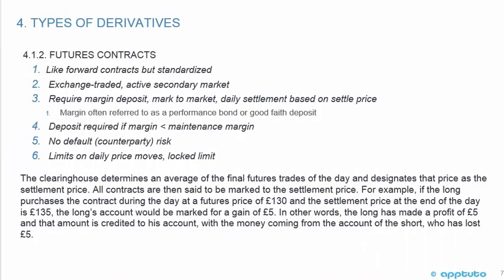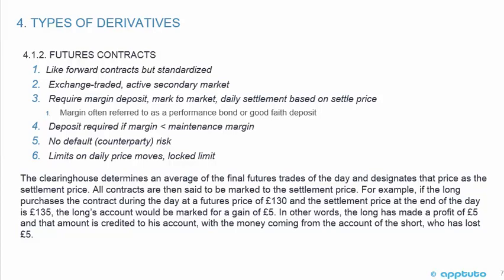So continuing with our futures contracts, here's some characteristics. 1, like forward contracts, but they're standardized. 2, they're exchange traded. There is an active secondary market. 3, they require margin deposit. They're marked to market, daily settlement based on the settle price. Margin often referred to as a performance bond or a good faith deposit. Okay, put that little point in there. Deposit required if margin is less than the maintenance margin. There's no default counterparty risk because it's guaranteed by the clearinghouse. And there's limits on daily price moves, a lock limit.